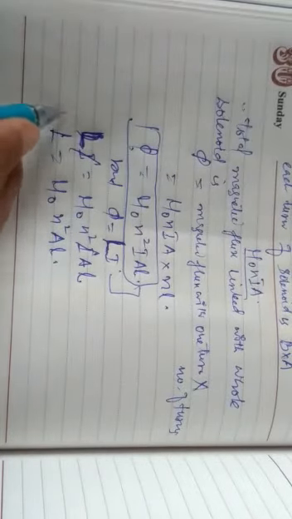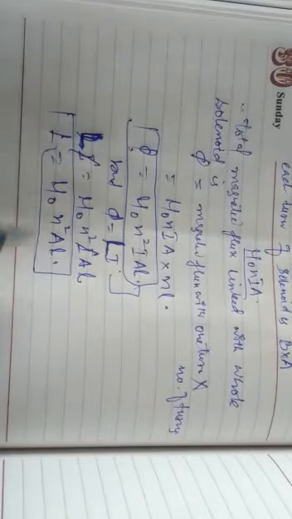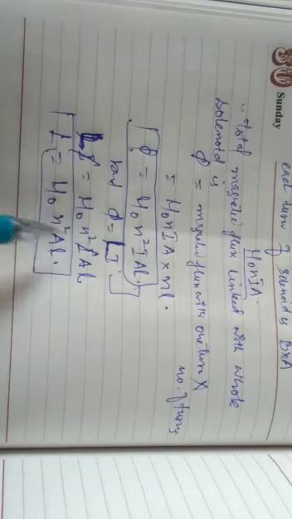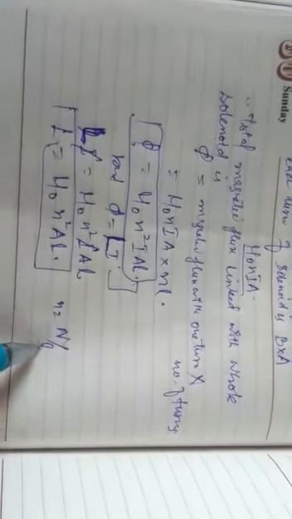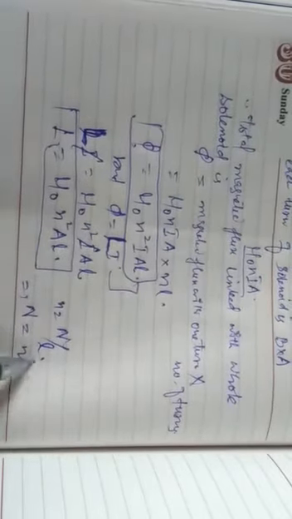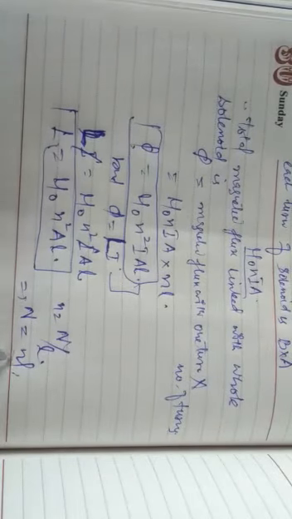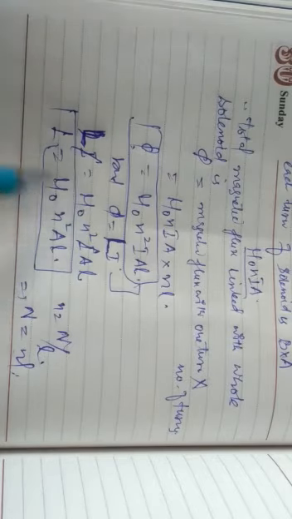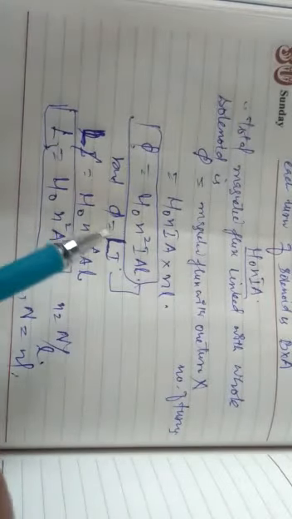So this is the coefficient of self-induction of the solenoid. Instead of n, you can use N by L, which implies capital N is equal to n into L. In some expressions you will see capital N instead of n L. This is the expression for self-inductance of a solenoid.